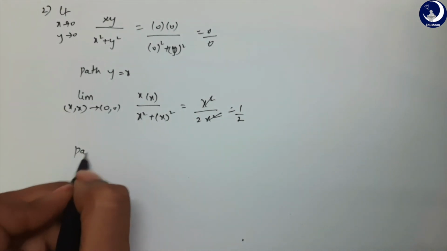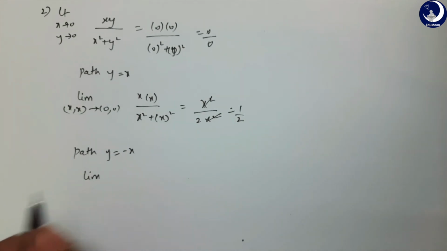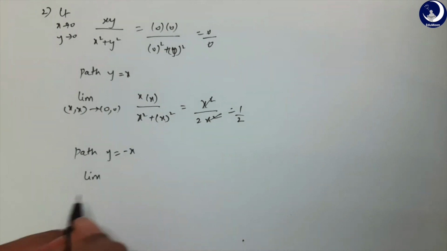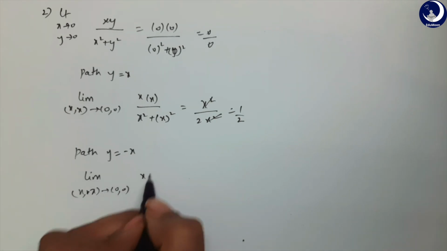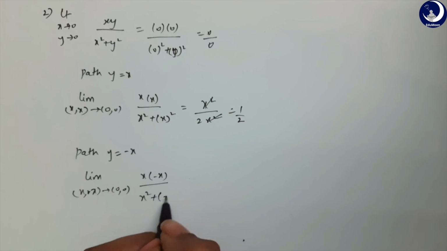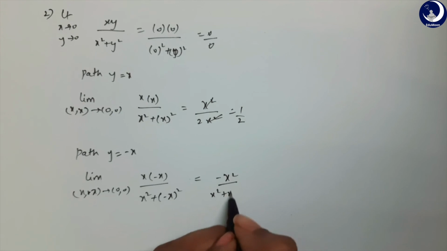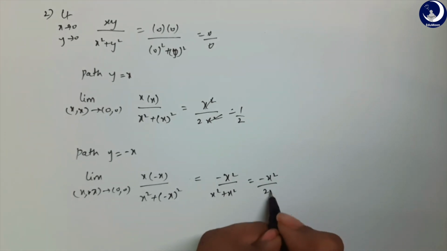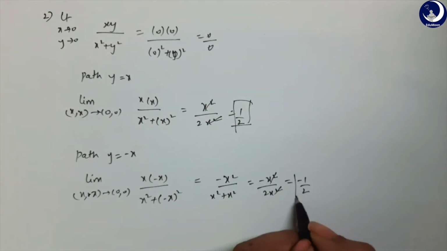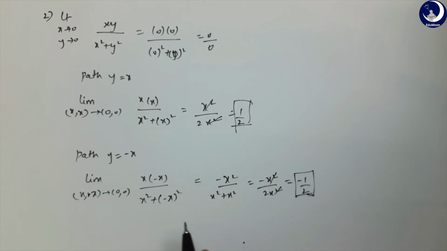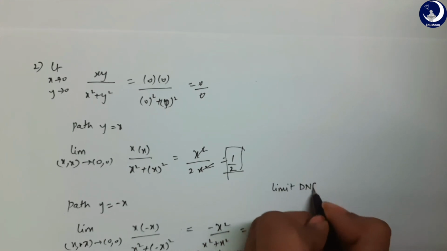Now let's consider another path, y equals minus x. Then the limit as (x, negative x) approaches (0, 0), and when we substitute, we get it like so. So this is minus x squared, this is x squared plus x squared, that is minus x squared by 2x squared, and that is minus 1 by 2. As we can see, these both don't match, they differ. So the limit does not exist.